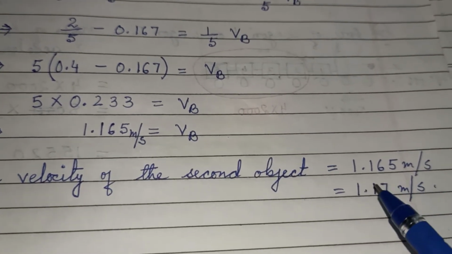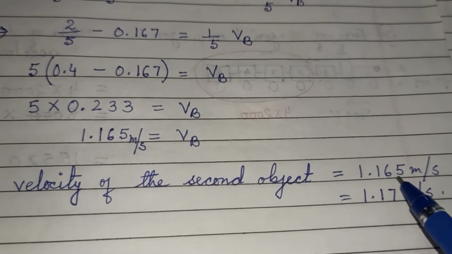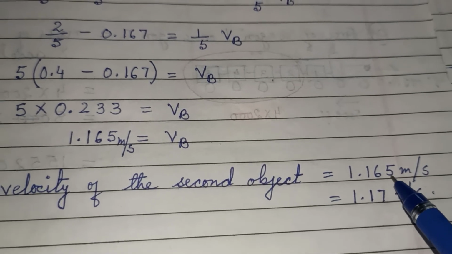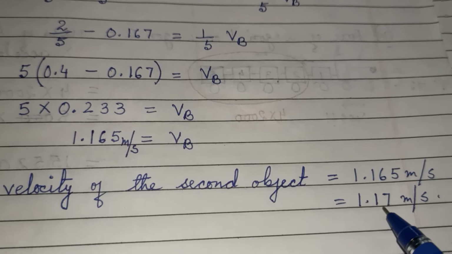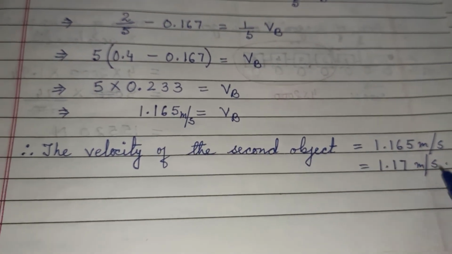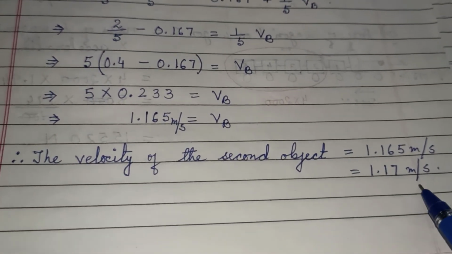Okay, so we can round it off, since this last digit is 5, 1 can be added in the second digit, so 1.17 meter per second is the final velocity of the second object after the collision.